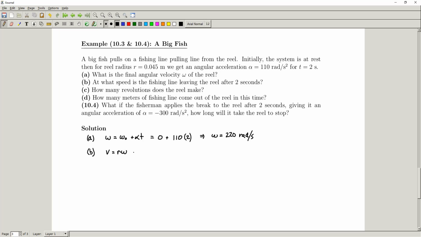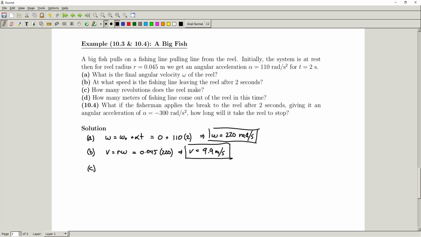And we just calculated the angular velocity. We are also given the radius, and so we can write that down right away. And we end up finding that v is equal to 9.9 meters per second. Okay, so that's the answer to part B. I'll box these off. Okay, part C. How many revolutions does the reel make?